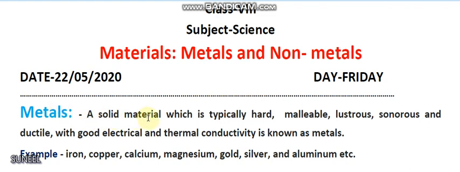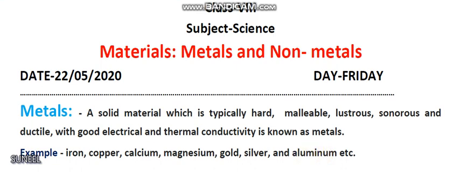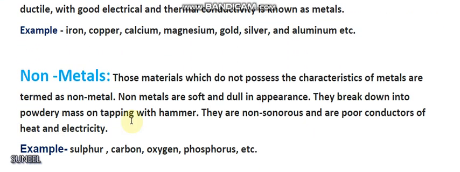A solid material which is typically hard, malleable, lustrous, sonorous and ductile with good electrical and thermal conductivity is known as metal. For example, iron, copper, calcium, magnesium, gold, silver or aluminium, all these are the metals. Even there are many more examples, you can classify them on your own. We will explain the meaning of malleable, lustrous or sonorous later on in this section.